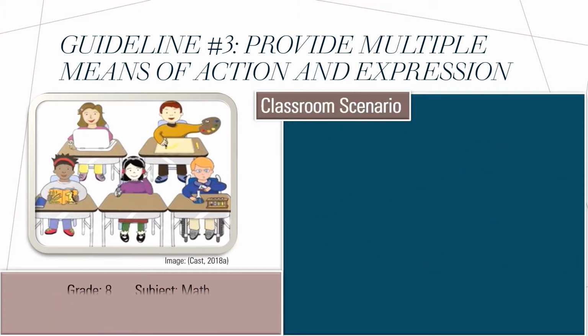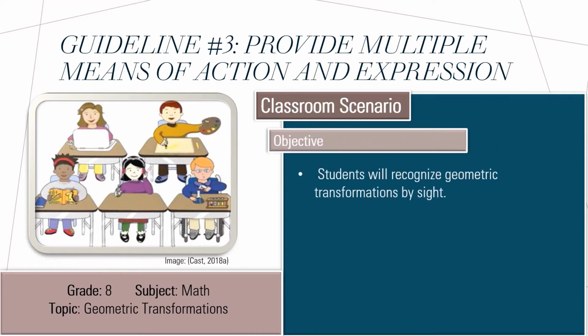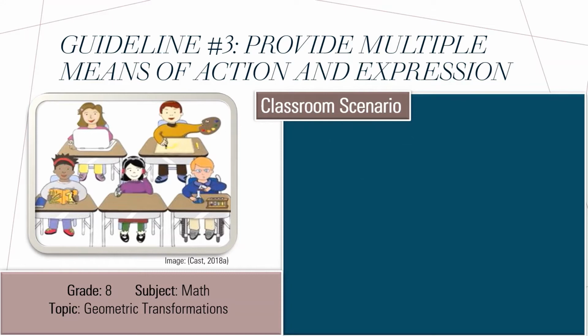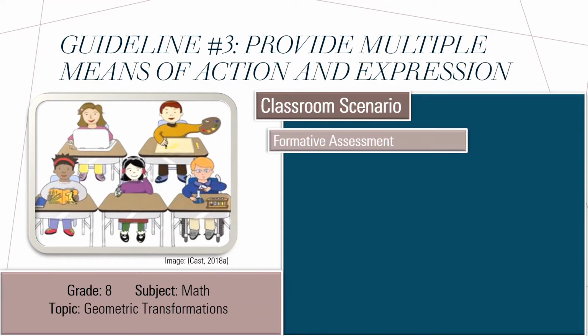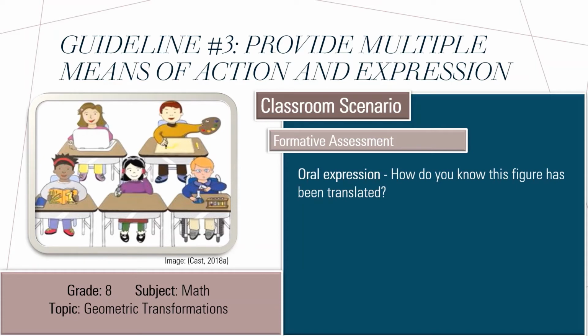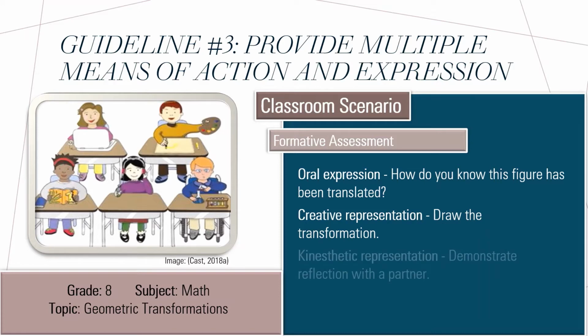Consider this classroom scenario in a grade 8 math class discussing geometric transformations. These objectives can be met using multiple means of action and expression. Through formative assessment, we could use oral expression and ask the students to answer a question orally, such as, how do you know this figure has been translated? They can represent themselves with creative representation by drawing the transformation.